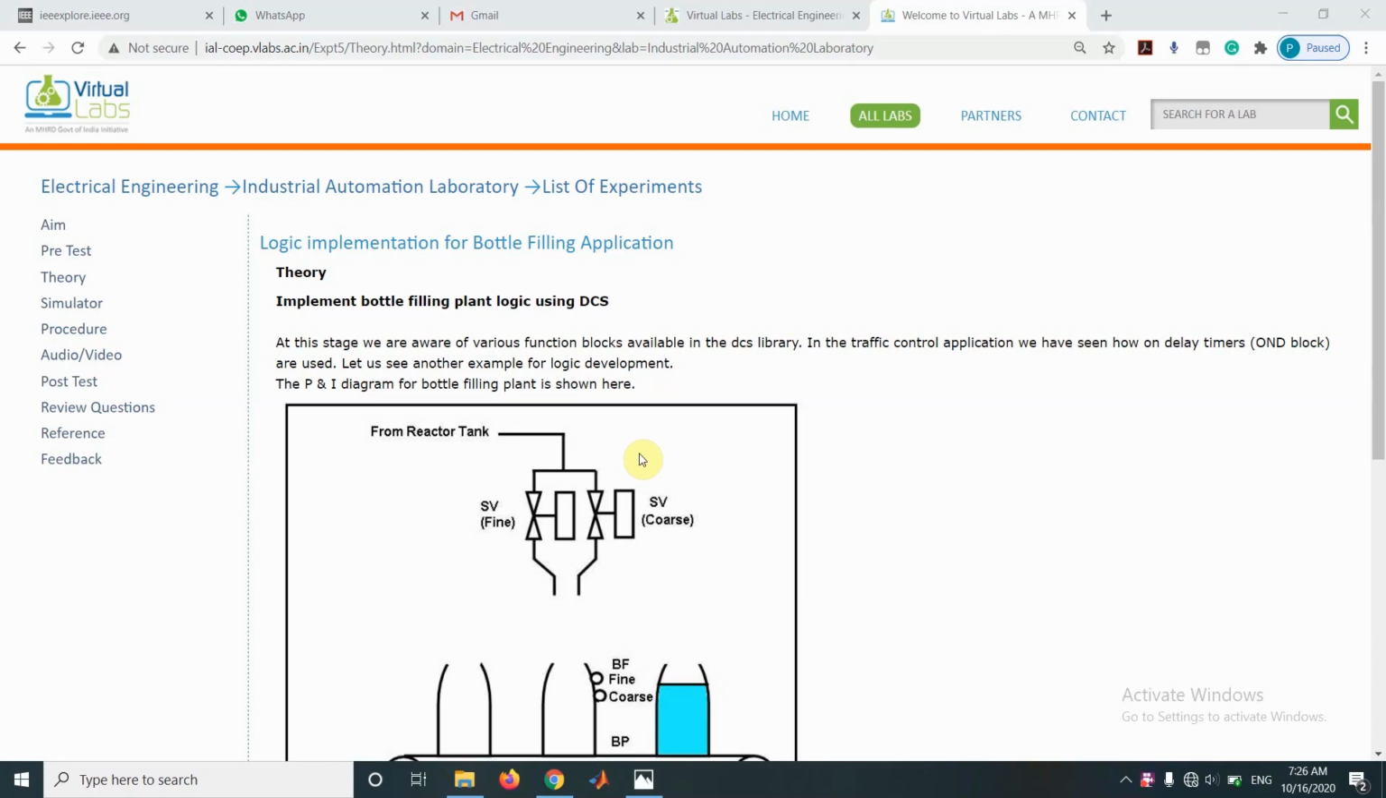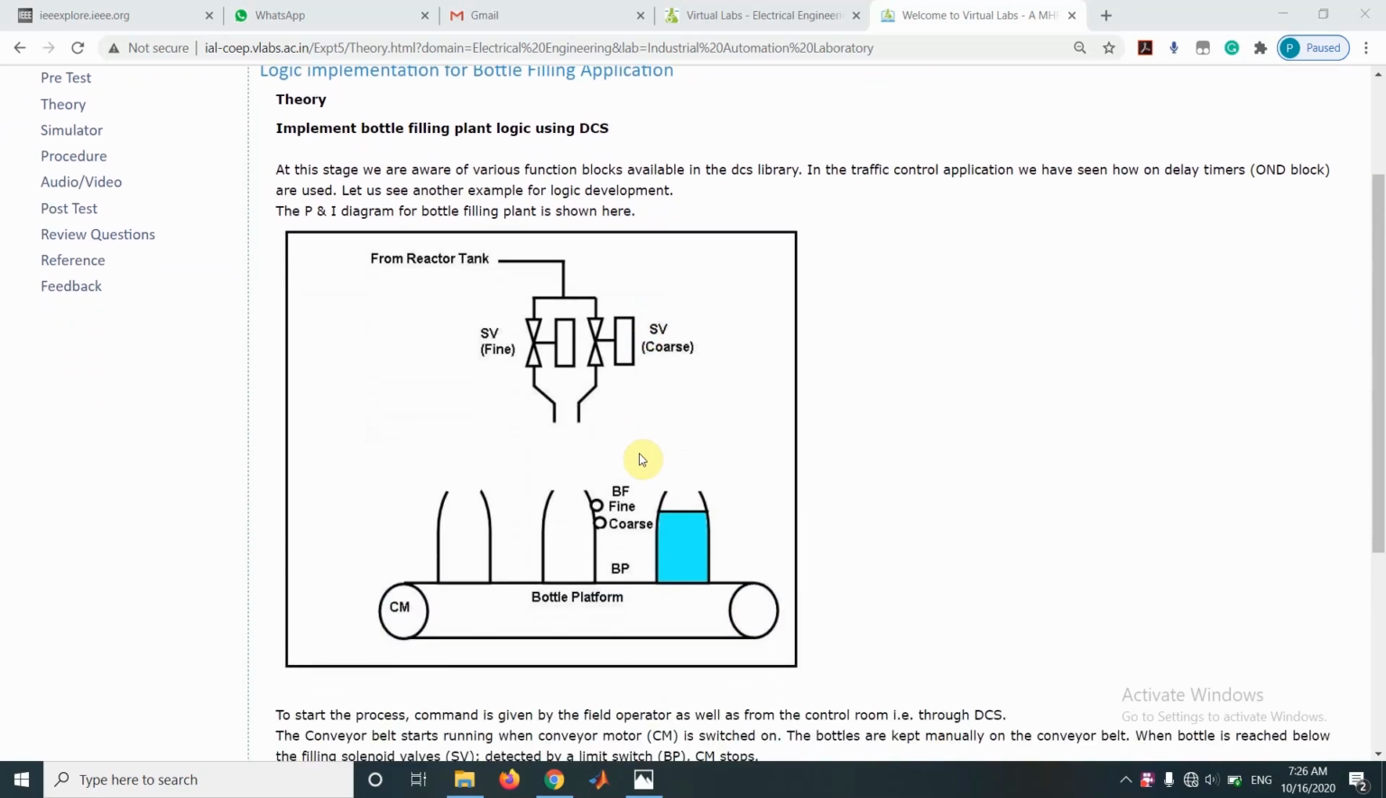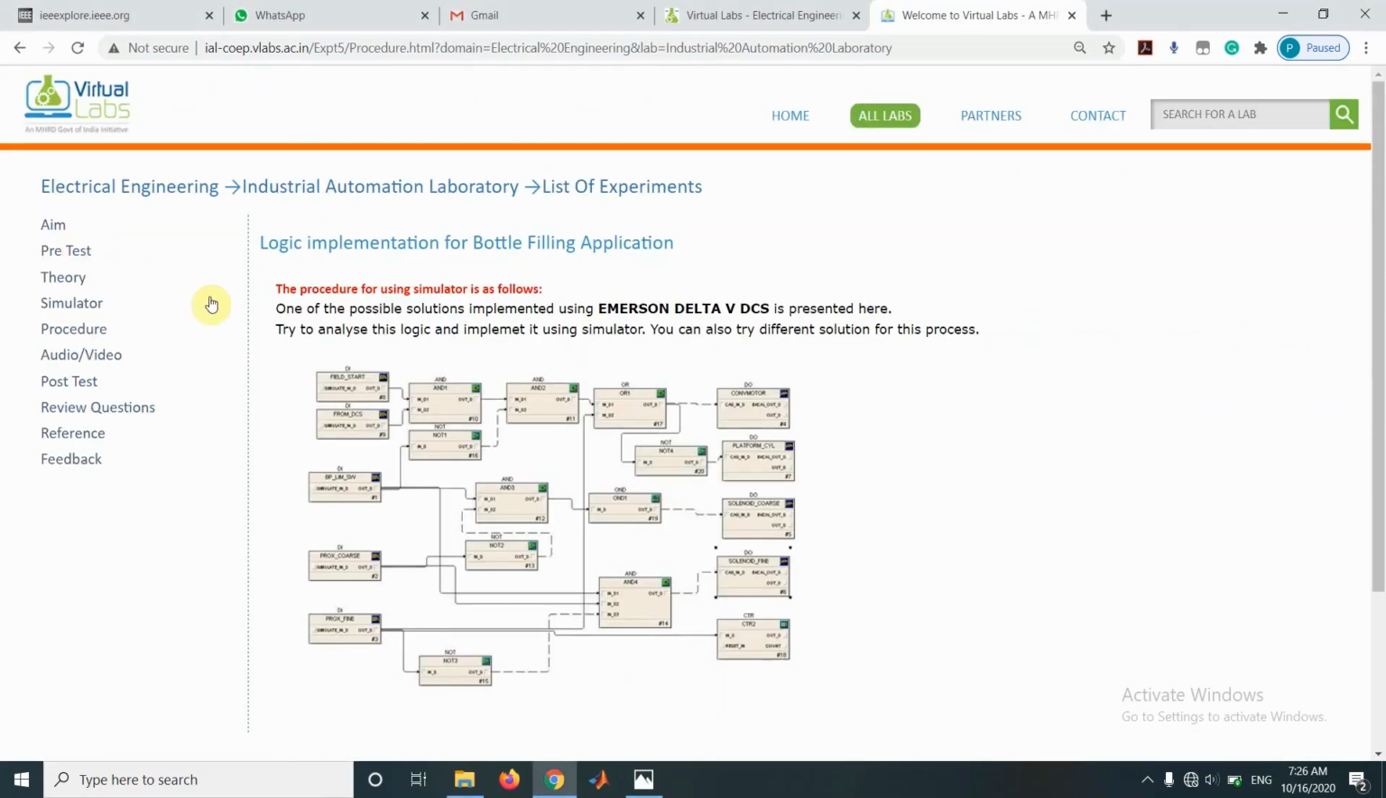In this video, we will understand the implementation of bottle filling plant logic using DCS and implement the same on Virtual Lab Simulator. This is the bottle filling plant process diagram. We will understand the diagram in detail, and this is the logical circuit diagram to implement the logic.